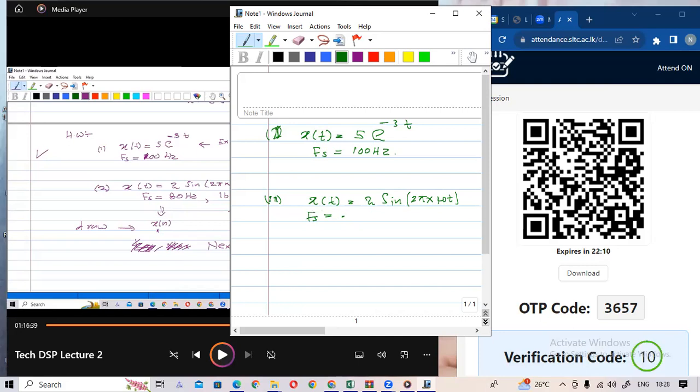You need to first sample this signal with 80 Hertz, then sample it using 160 Hertz. Then you have to draw the discrete time signal. If this is x1 and this is x2, you have to find x1[n] and x2[n] with 80 Hertz and with 160 Hertz. Okay, so this is the homework.